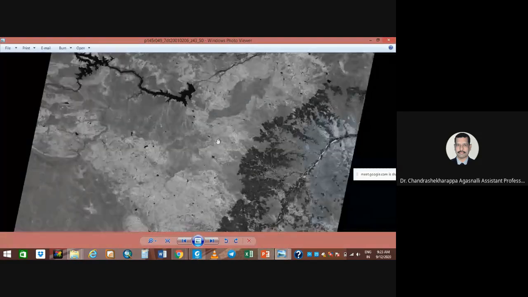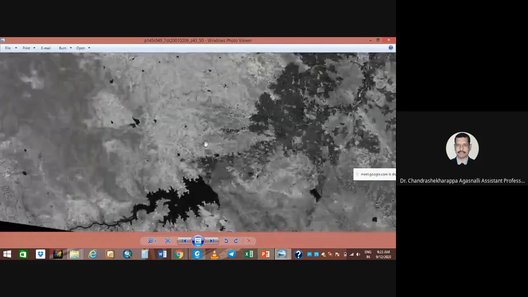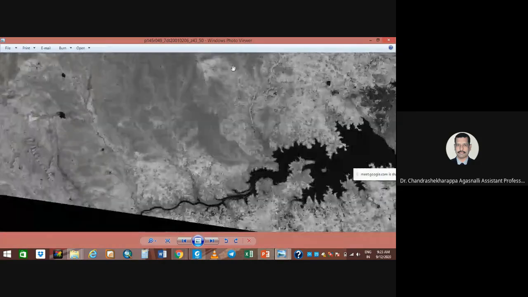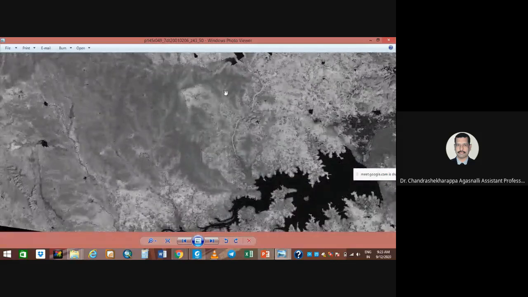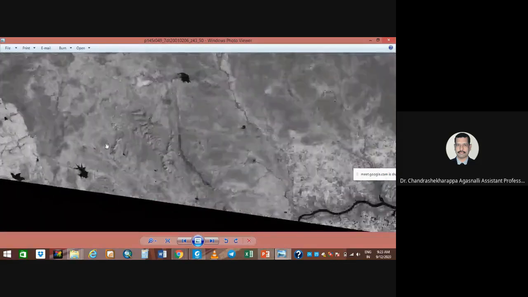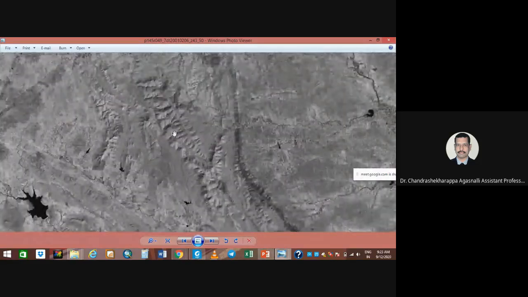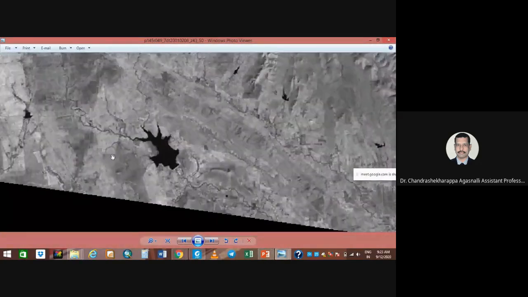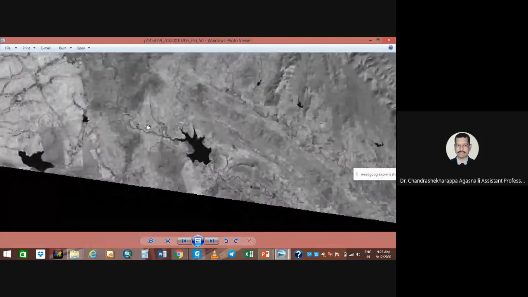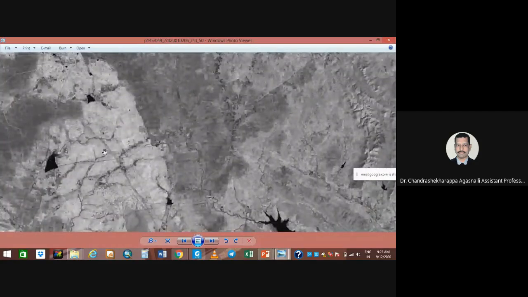Yes, generally we use this for watershed analysis. You can easily see the drainages, and many streams are joining here. You can see the hills and valleys, relating to topography. And here you can see this very clear-cut, high resolution data. This is a small check dam, another check dam here, and these are small water bodies.